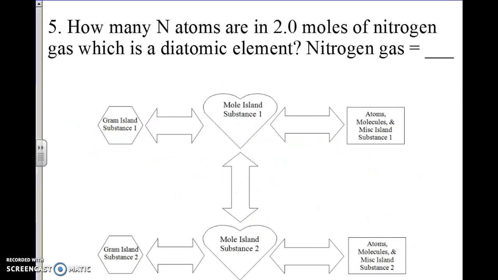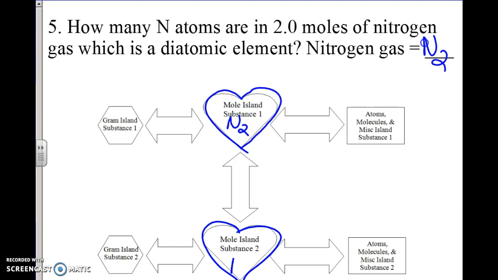Number 5. It says, how many nitrogen atoms are in 2 moles of nitrogen gas, which is a diatomic element? Well, the first thing we need to understand is that nitrogen gas is N2. In this problem, we're going to start off with 2 moles of nitrogen gas. So we're going to start off right here, and that's going to be of N2. And we're going to have to get to atoms of nitrogen. Well, atoms of nitrogen are different substance. So we're going to end up going down to this mole down here, but this is going to be of just N.